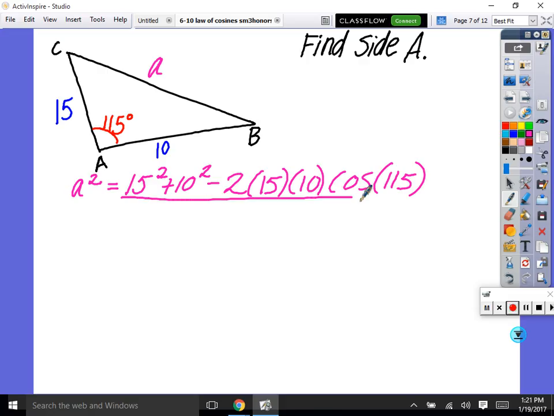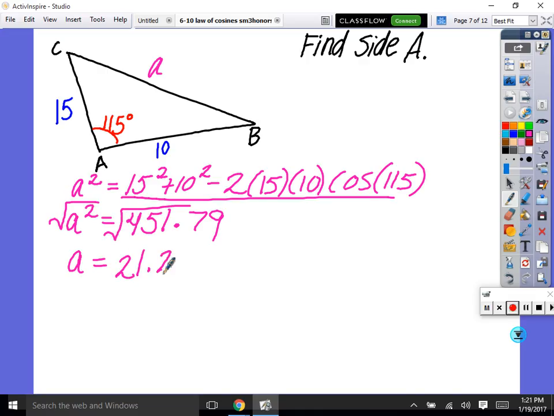Cool. Now look, over here there's no unknowns, so you can just literally type it into your calculator. I want you to do that. Everybody go. Good. When you type that in, you should get 451.79. Now that's A squared. So from there, we would square root both sides of the equation. We should get A is equal to 21.26. Cool. We found side A.